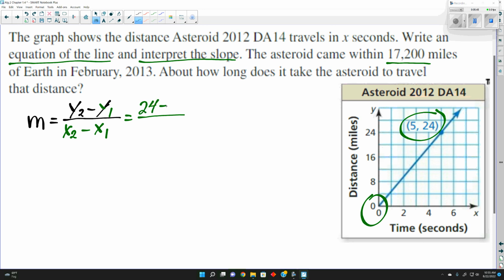Since we use 24 first, yes, sir? This y2 minus y1, x2 minus x1. Do we use that in geometry or algebra? Both. Whichever y value we put first, its corresponding x has to go first as well. The corresponding x value with 24 is 5.